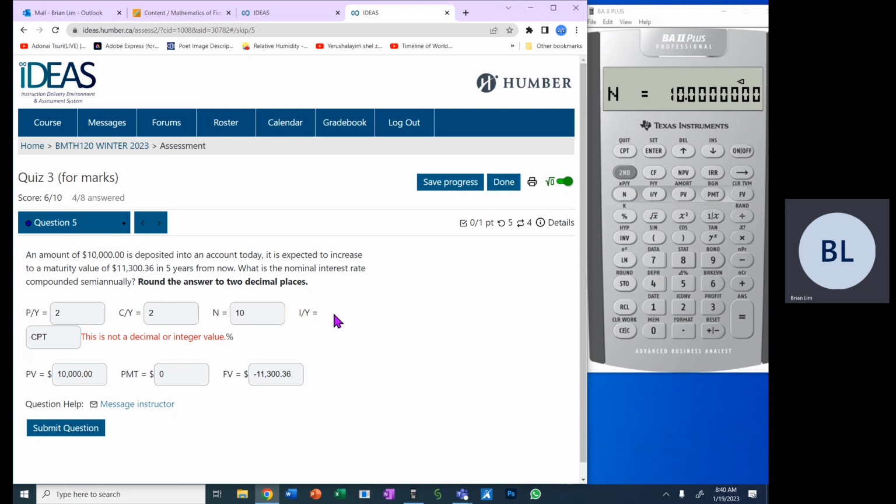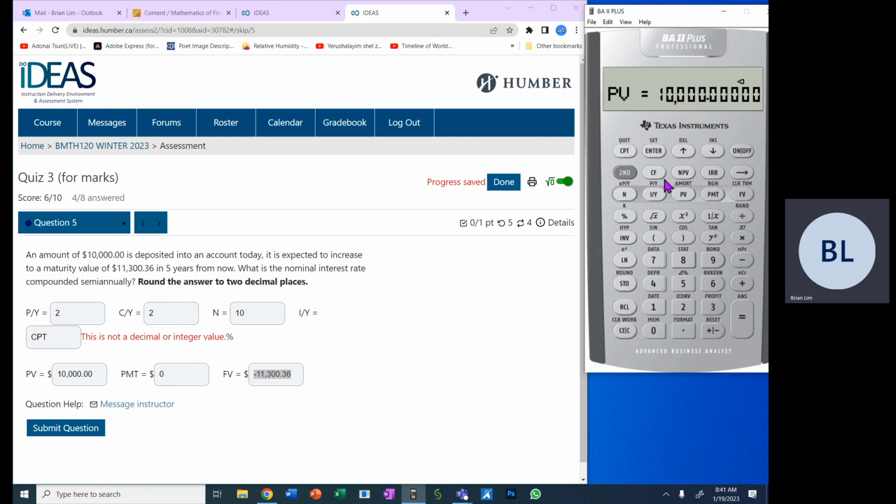Now, I/Y we're computing, so we'll have to input all these numerical values, and the last step is to compute I/Y. Okay, so $10,000 for the present value, 10000. That's the present value. Payment is 0, 0 for the payment. And the future value is $11,300.36. And let's make that negative because we had put in the present value as positive. Now we can recall the present value and we see that it is indeed positive.